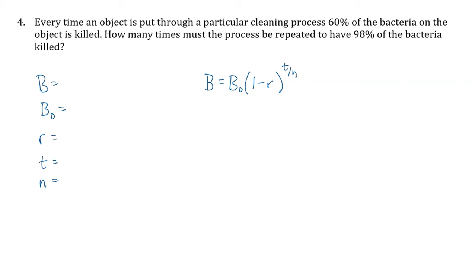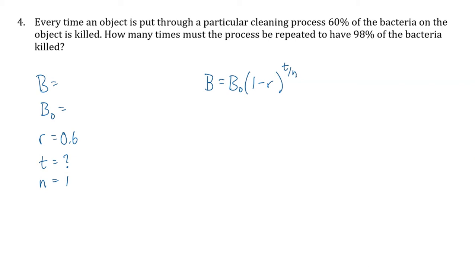What's R? This is not a trick. 0.6. Yeah, 0.6 or 60%. 60 divided by 100, 0.6. T is what we're looking for. What's N? It would just be 1. Yep, it's 1, because it's every one time the process happens.